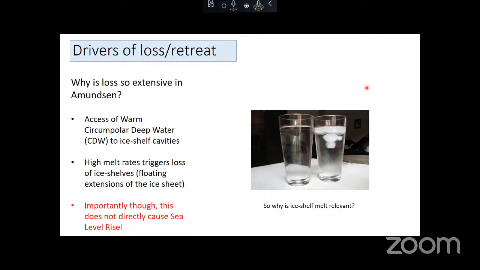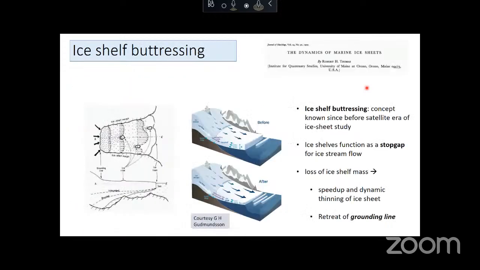So why is ice shelf melt actually relevant? Well, it's because of this concept known as ice shelf buttressing, something that's been known about even before the satellite era of ice sheet study.